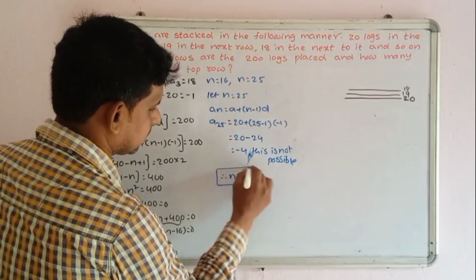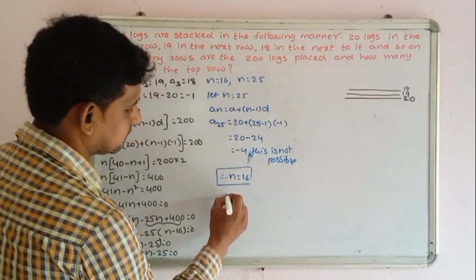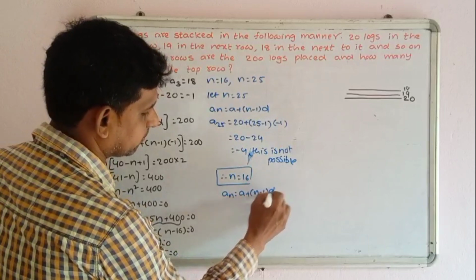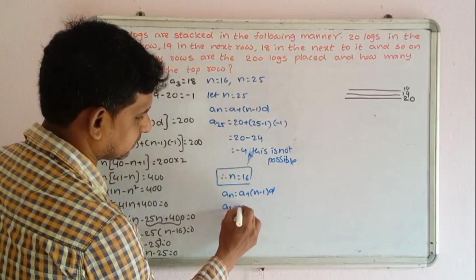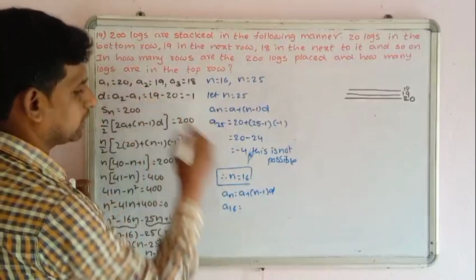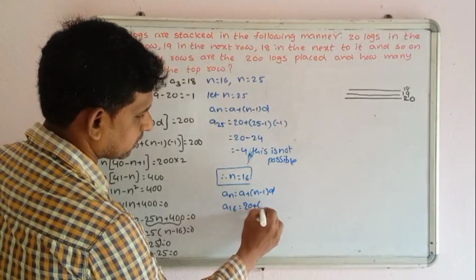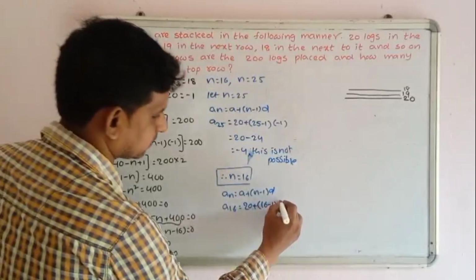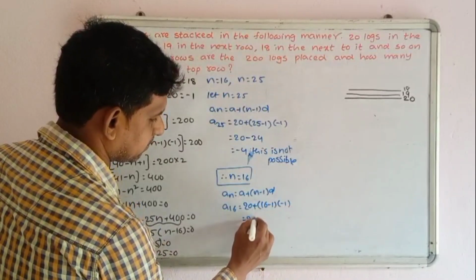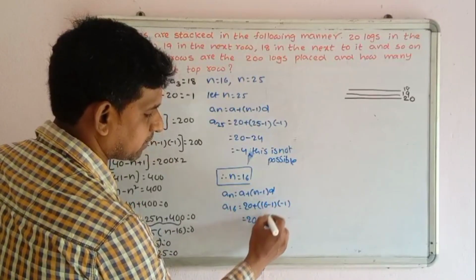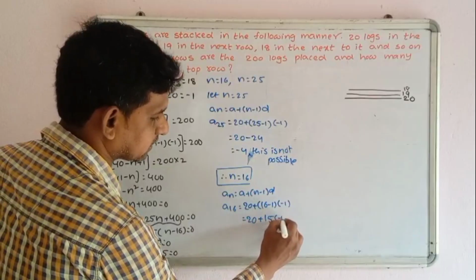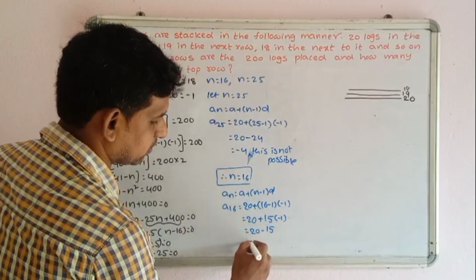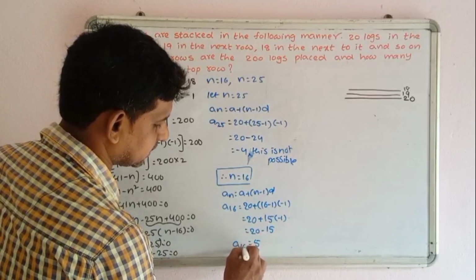Now check once for n equals 16. What is the formula? An equals a plus n minus 1 into d. So a16 equals a value 20 plus 16 minus 1, d value minus 1. So 20 plus 16 minus 1 is 15, into minus 1. 20 plus into minus is minus 15. 20 minus 15 is 5. So a16 equals 5.